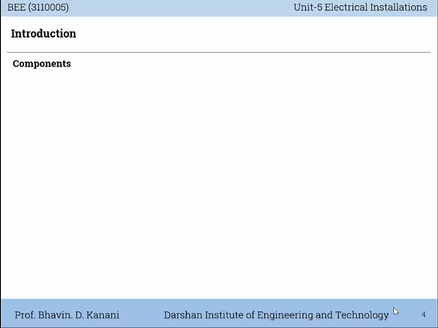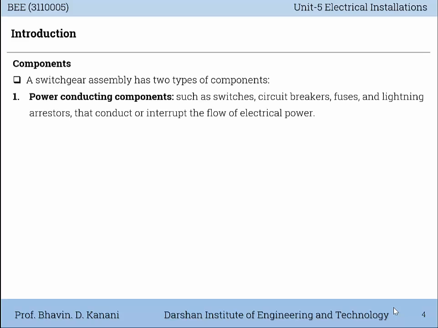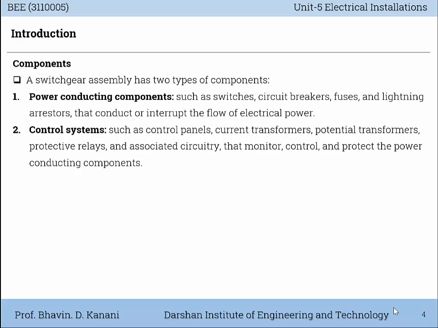The components of these LT switchgears. A switchgear assembly has two types of components. One is power conducting components such as switches, circuit breakers, fuses, and lightning arresters that conduct or interrupt the flow of electrical power. Second one is control systems such as control panels, current transformers, potential transformers, protective relays, and associated circuitry that monitor, control, and protect the power conducting components.